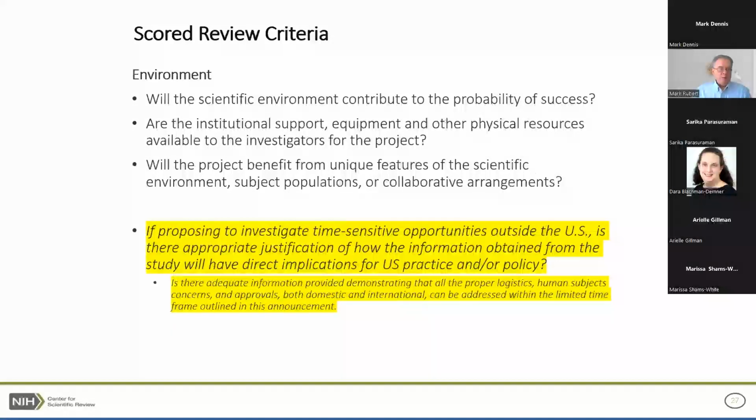Environment will be as usual, particularly looking at institutional support and whether or not there is adequate equipment in the scientific environment to contribute to a probability of success. If you're proposing opportunities outside of the US, which we often evaluate, is there appropriate justification provided for how the information obtained will have direct implications for US practice and or policy? As we note down here, again, we're looking at human subject concerns, both domestic and international, to be addressed within the timeframes of the award. Next slide.